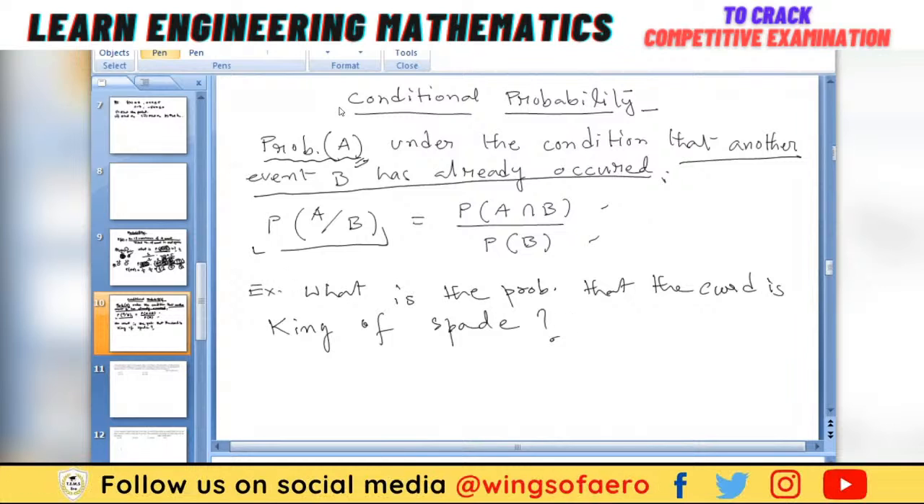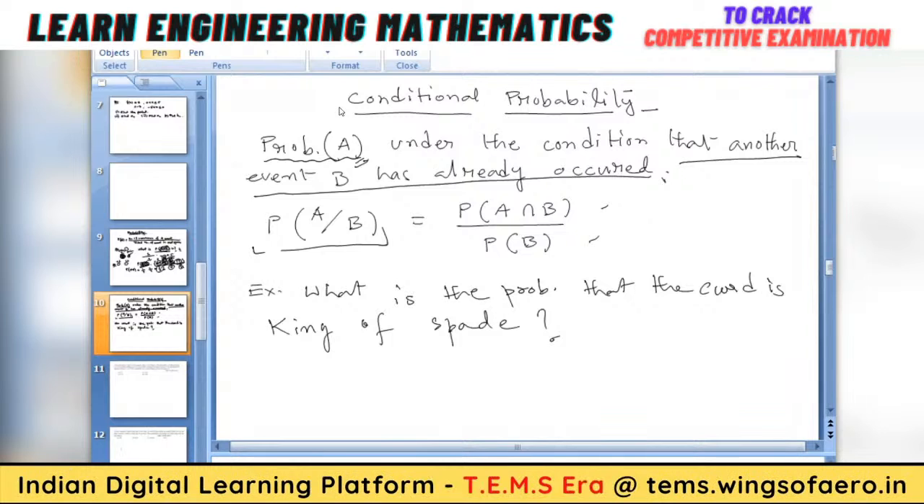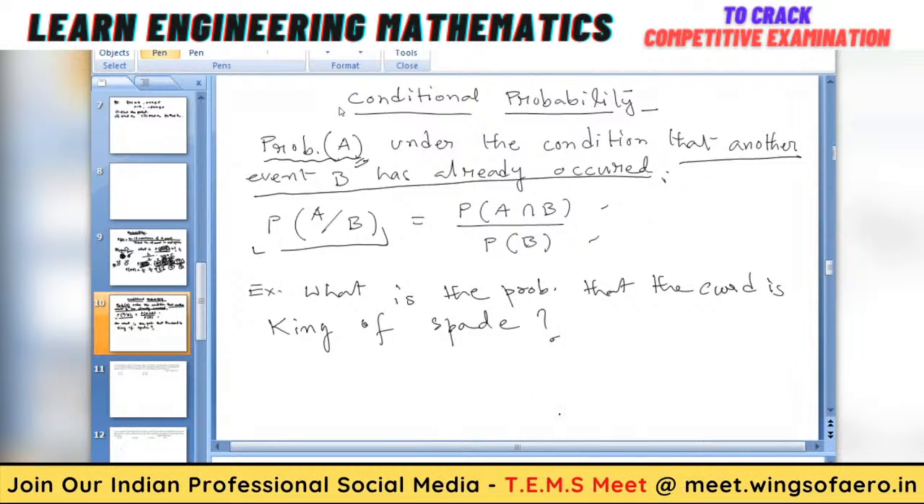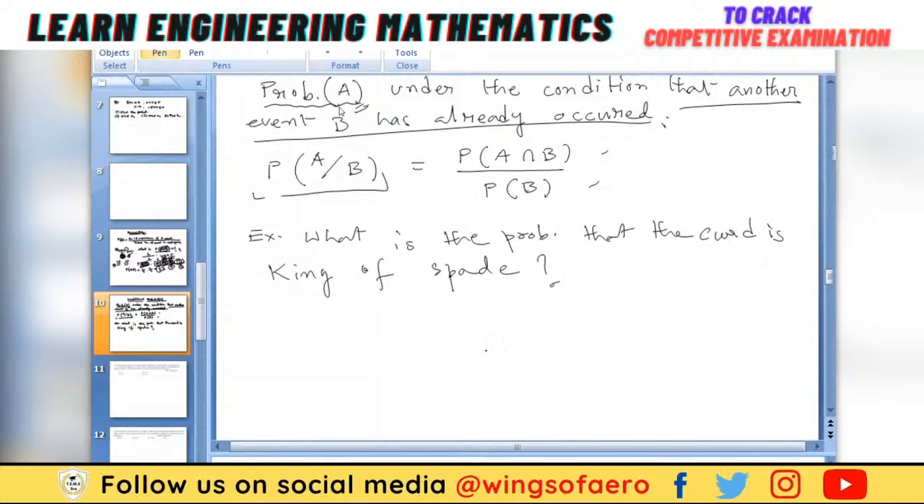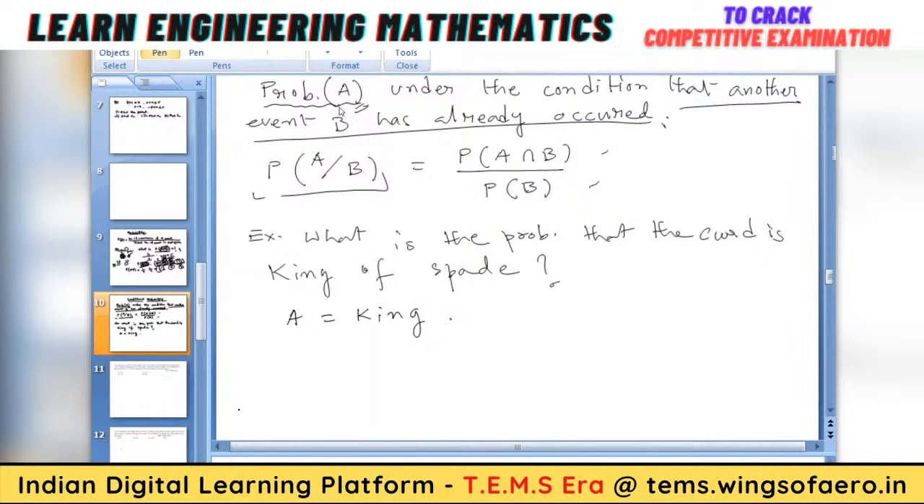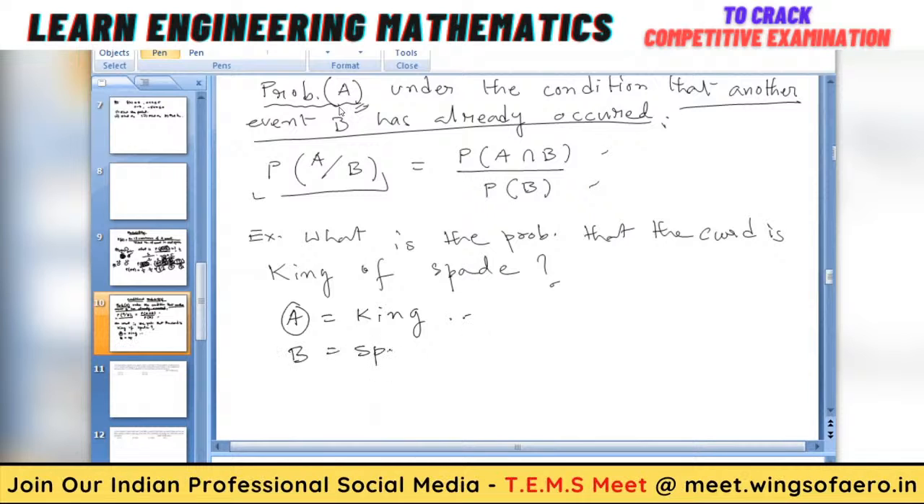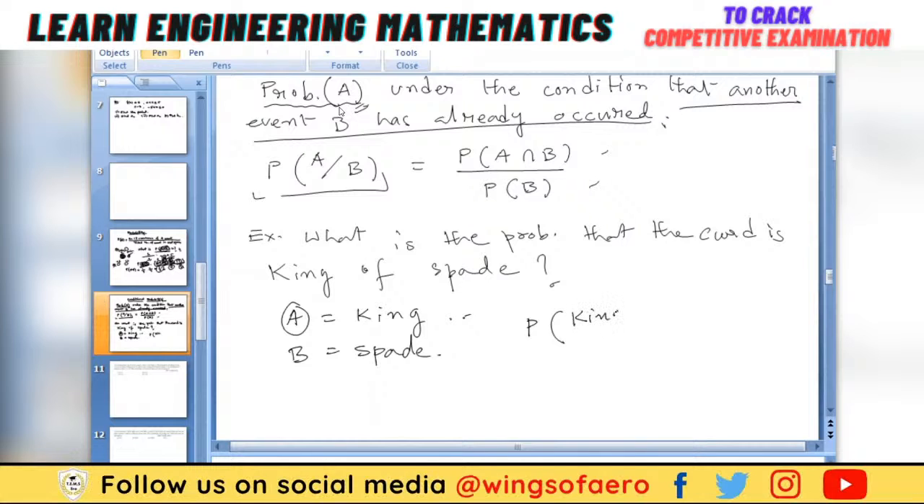Other answers? Only two answers I am getting. Okay, 1 by 13 is the right answer. The actual thing is like this. This is a question of conditional probability. Suppose A is an event which is considered as king, and B is an event which is considered as spade. Then it is a conditional probability: the probability of king under the condition that spade occurs.